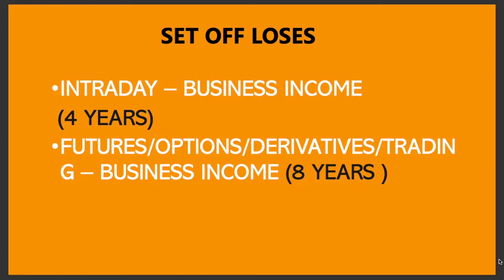Now, talking about the second, futures and options, derivatives, or maybe trading. These are all classified as business income, and their losses can be set off from any head of income except salary. So if you're having a loss from all this trading, you can set off your losses from their profits and also from other heads of income, which we discussed earlier. But you can set off these losses up to 8 years.